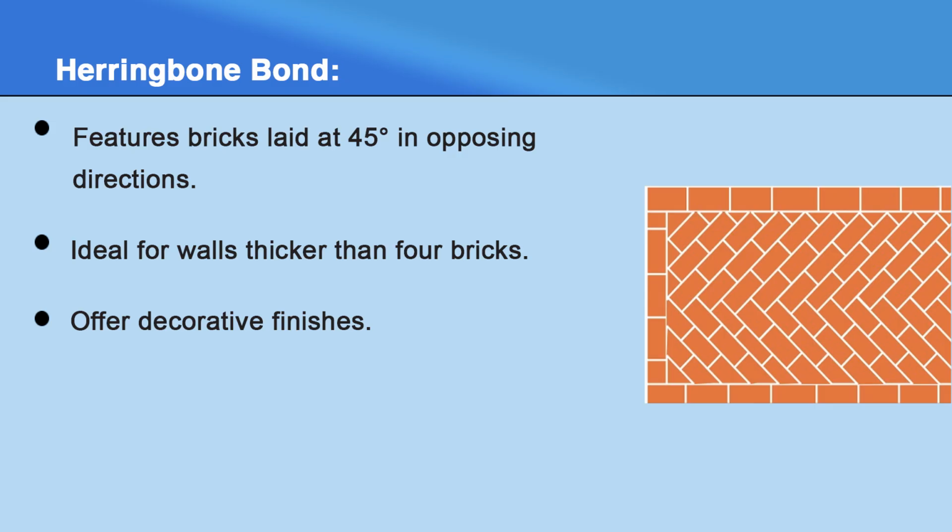in alternating opposite directions. This zigzag pattern creates a visually striking effect often used in decorative finishes for walls which are thicker than 4 bricks. The alternating direction of the bricks in herringbone bond enhances the aesthetic appeal of the wall while providing a unique method of load distribution. Unlike the diagonal bond, which is primarily used for structural reinforcement, the herringbone bond is favored for its decorative qualities.